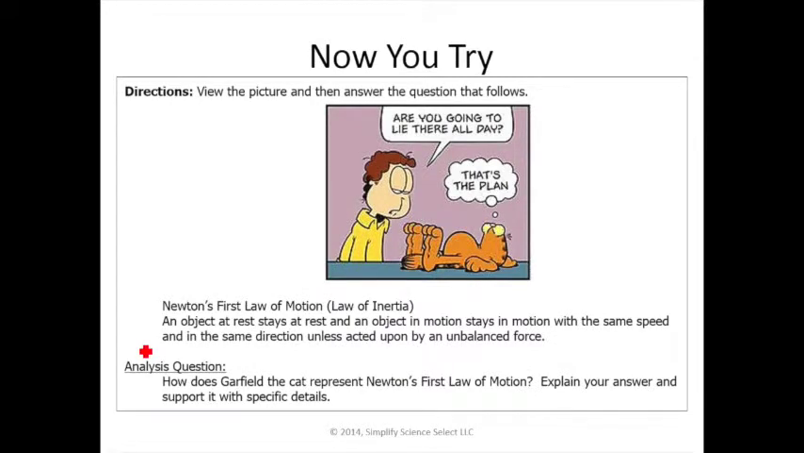So let's look at another practice. View the picture and answer the question that follows. Are you going to lie there all day? That's the plan. Newton's first law of motion, an object at rest stays at rest, and an object in motion stays in motion with the same speed in the same direction unless acted upon by an unbalanced force. How does Garfield the cat represent Newton's first law of motion? Explain your answer, support it with specific details.